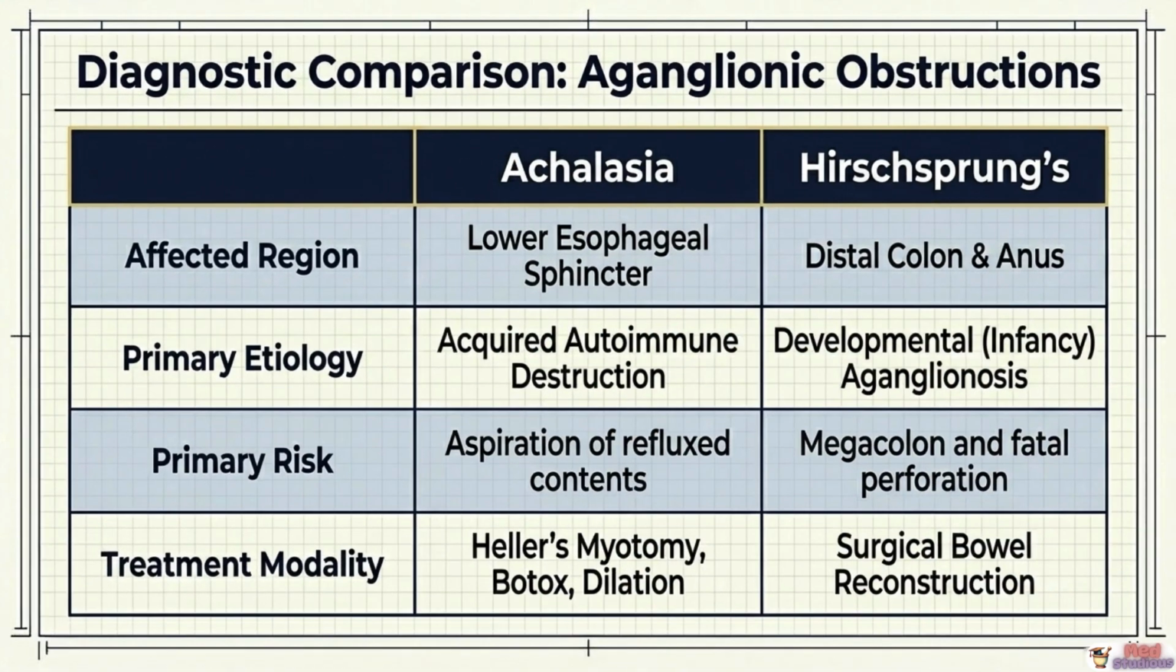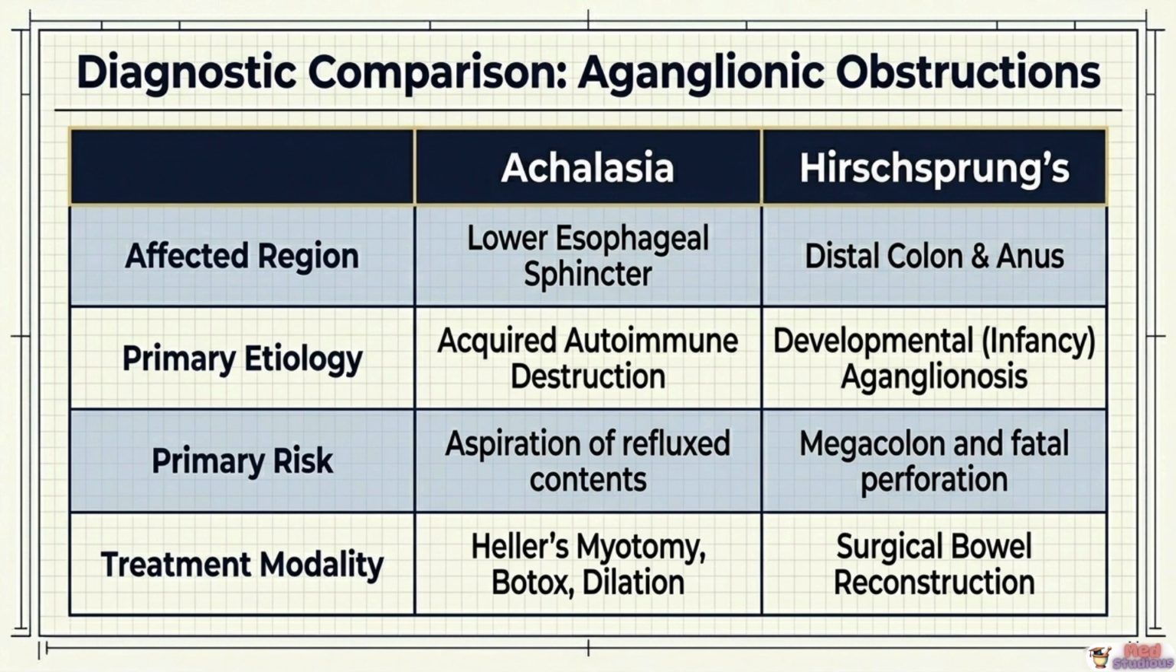Let's review a high-yield diagnostic comparison of these two aganglionic obstructions for your board exams. First, consider the affected region. Achalasia strictly targets the lower esophageal sphincter, while Hirschsprung's targets the distal colon and anus. Second, compare the primary etiology. Achalasia is generally an acquired autoimmune destruction of the ganglia that occurs in adults, whereas Hirschsprung's is a developmental aganglionosis present at birth.